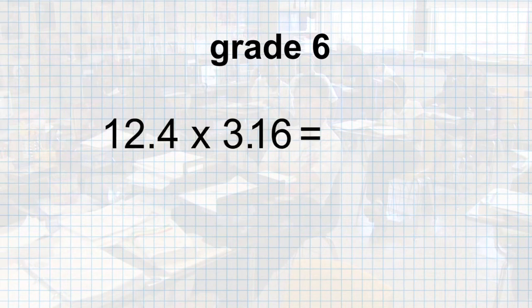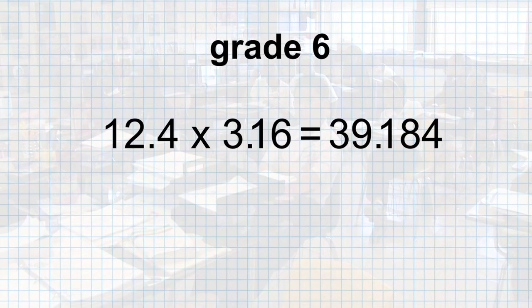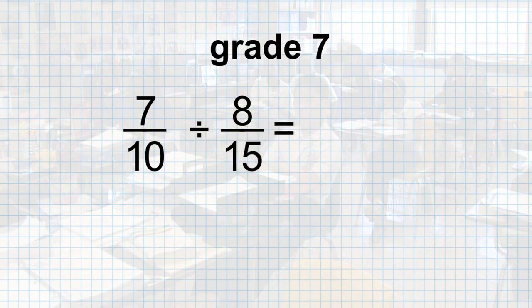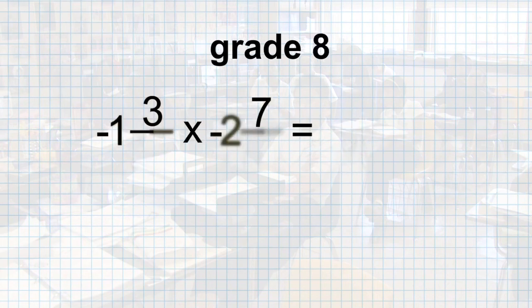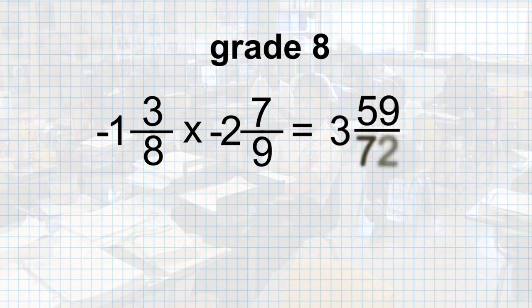In 6th grade, your student should be able to handle a problem like this: 12.4 times 3.16 equals 39.184. In 7th grade, your student should be able to correctly answer a problem like this: 7/10 divided by 8/15 equals 1 and 5/16. In 8th grade, your student should be able to work through a problem like -1 3/8 times -2 7/9 equals 3 and 59/72.